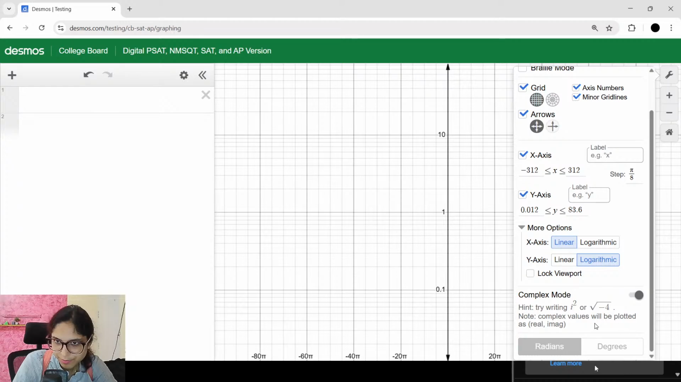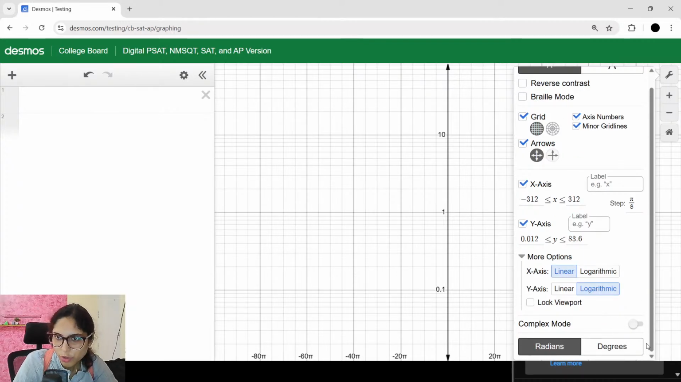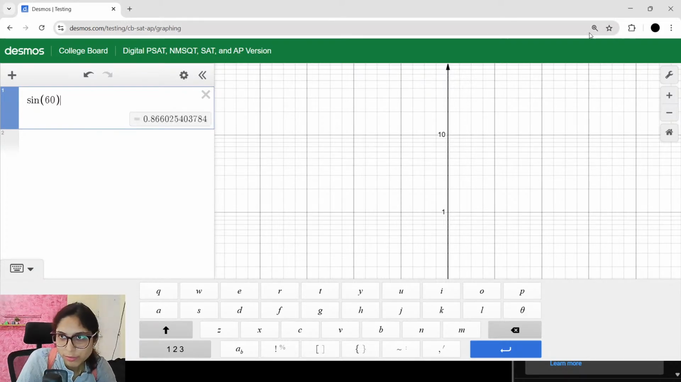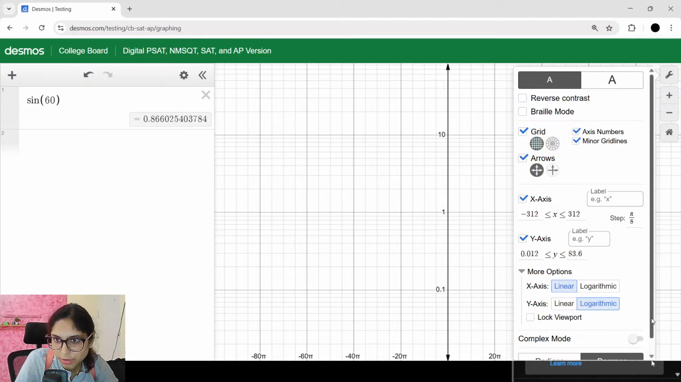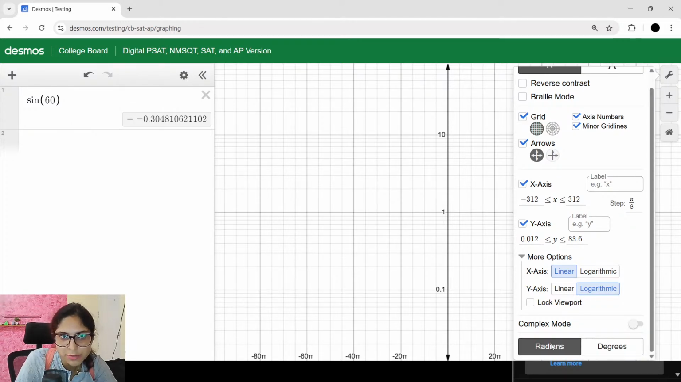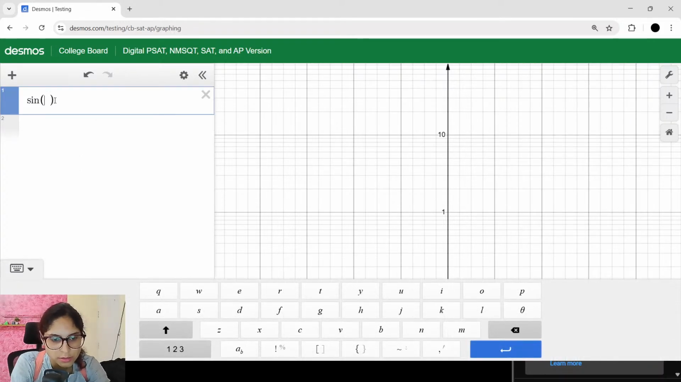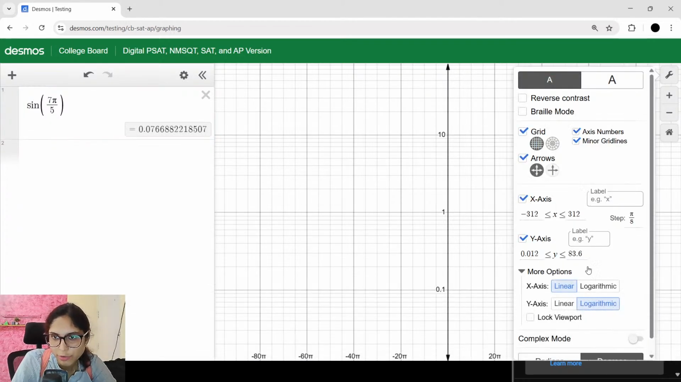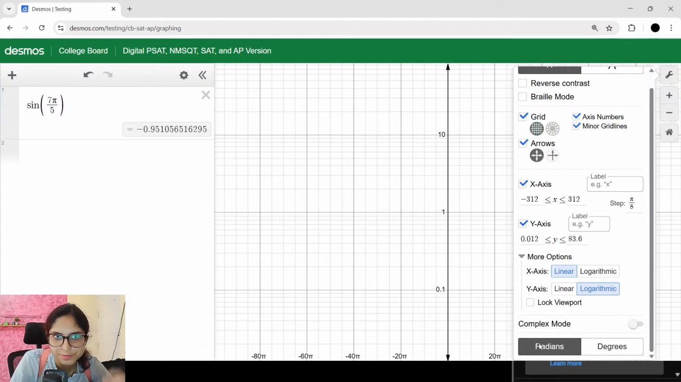All right. Now, if you remove complex mode, remember, radians means your angle is in radians, degrees means your angle is in degrees. For example, if you have to find the value of sine 60 degree. So when you're writing 60, you have to make sure that here you have selected degrees. You have not selected radians because if you have selected radians, you will get a different answer. And for example, if you're finding the value of sine 7 pi over 5, now you have to make sure that it should be in radians, not in degrees. So always check your angles.